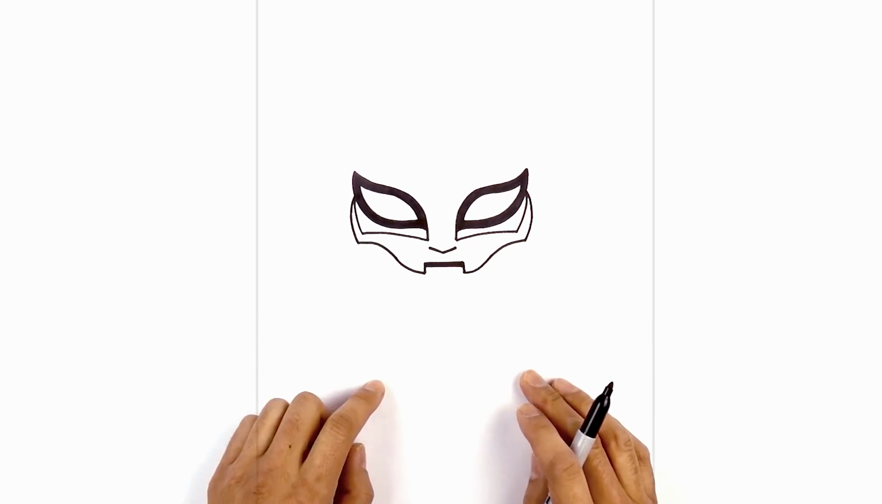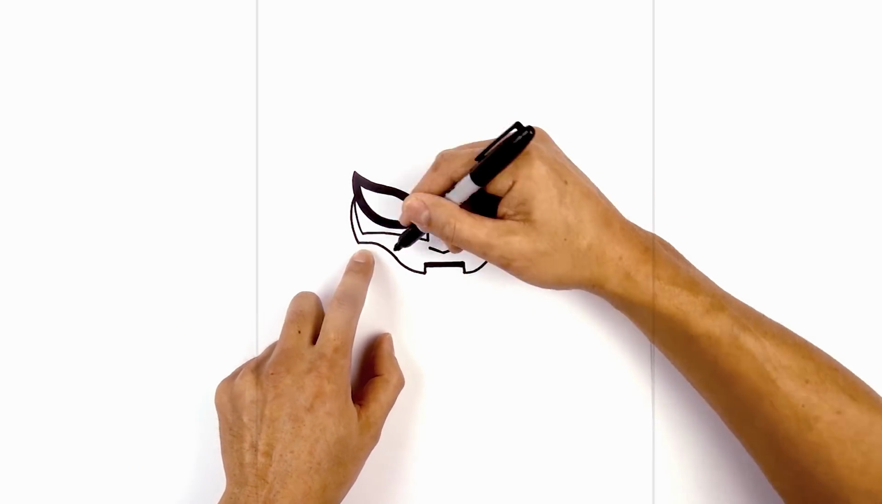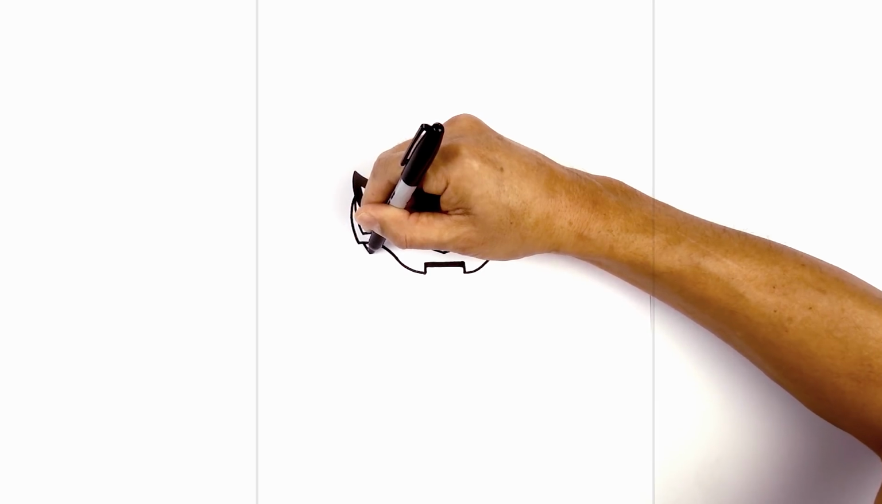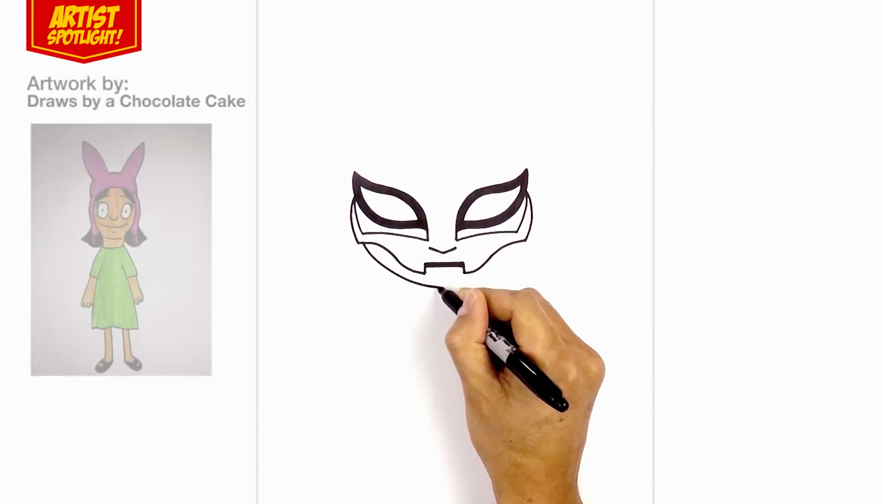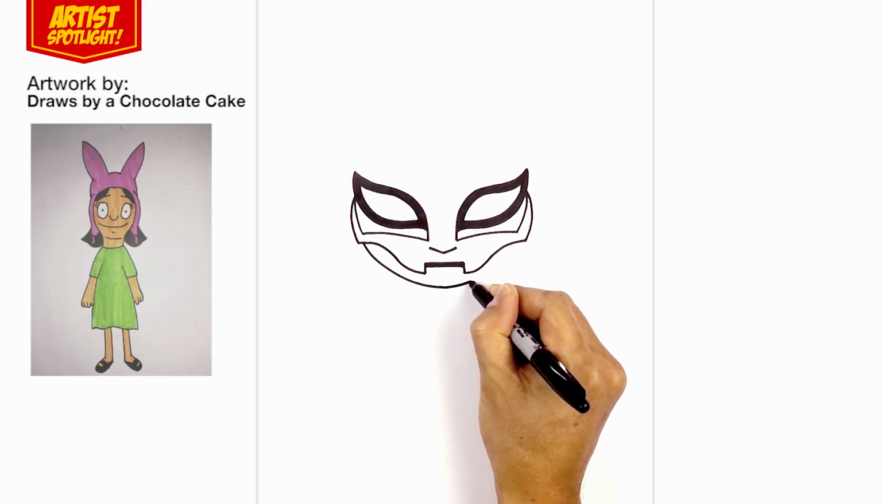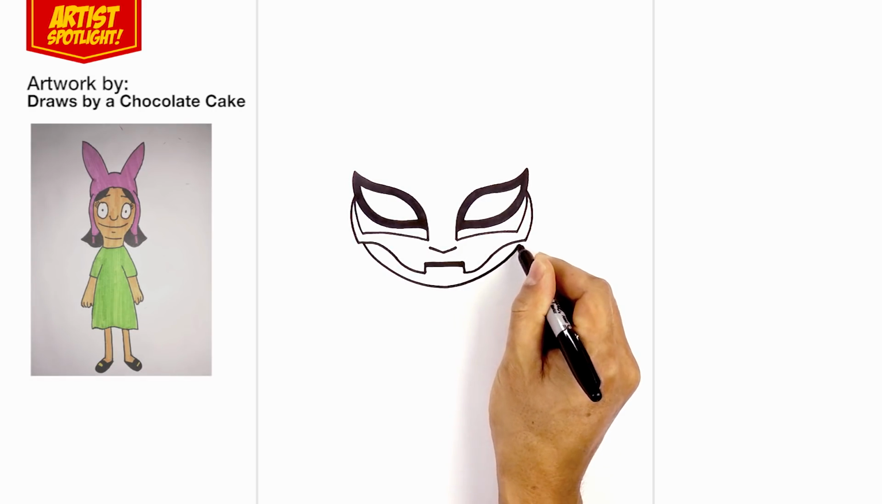Now let's draw on the lower part of the jaw. From this point in the cheek, we're going to step in to create an overlap. Curve down and in towards the center. I'm going to round out the chin and work my way back up towards the right side.